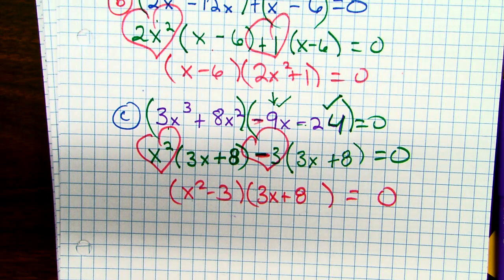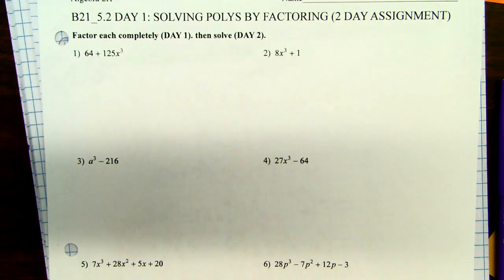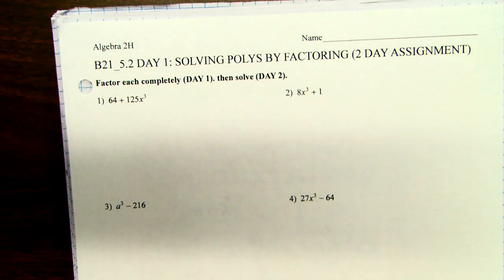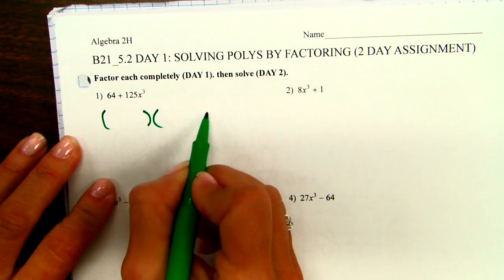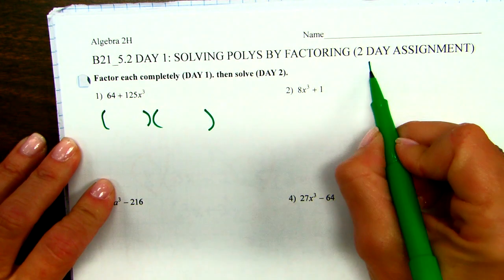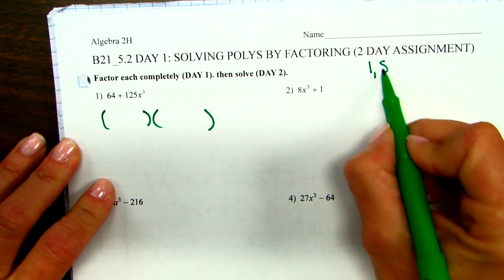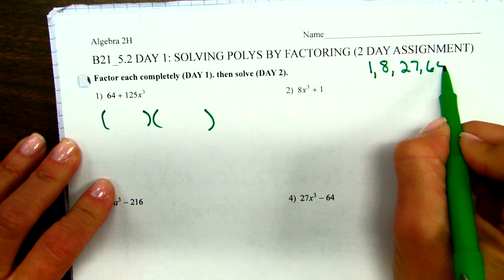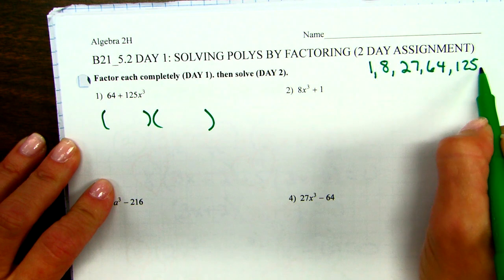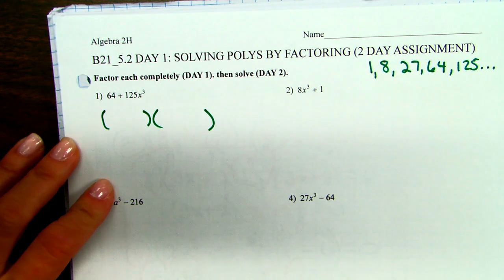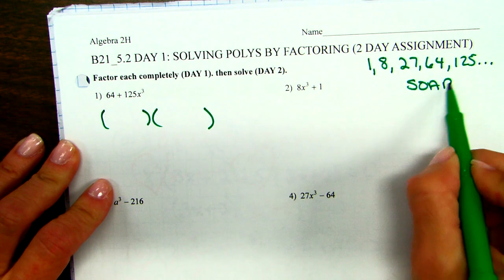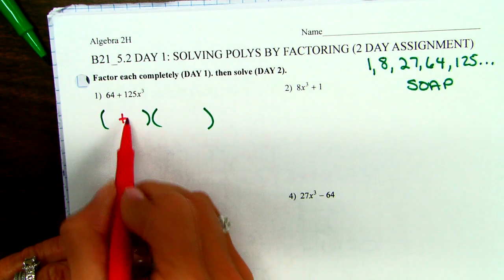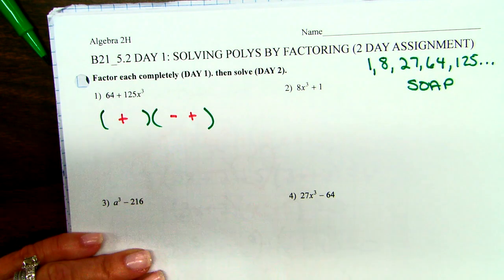So if you look at these, they don't say equals 0 at the end. That means you're just factoring. Okay, so we're just going to factor these. These are your SOAP problems, right? 1 through 4. Small parentheses, big parentheses. Maybe you want to put the perfect cubes on here. 1 times 1 times 1, 2 times 2 times 2, and so on. Yeah. These are the most common ones. But they could go higher. So, SOAP. Same, opposite, always, plus. Same, opposite, always, plus.